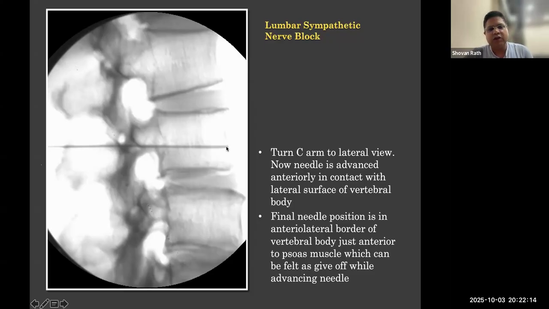Now, after reaching over there, how will you be confirming whether the needle is at this exact position or not? If you are going for a chemical sympatholysis either with alcohol or local anesthetic only, you can put a dye and confirm and give. But if you are going for radiofrequency ablation, then you have to go for a sensory and motor stimulation.